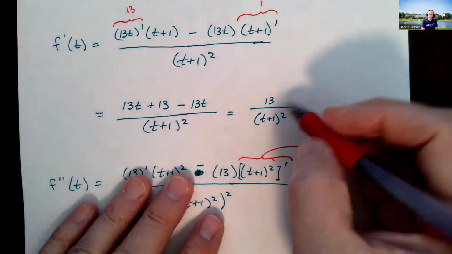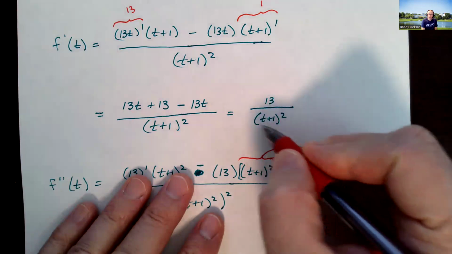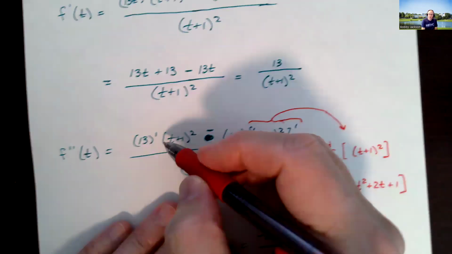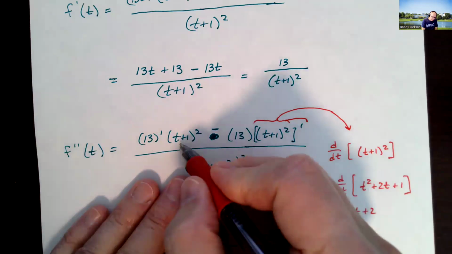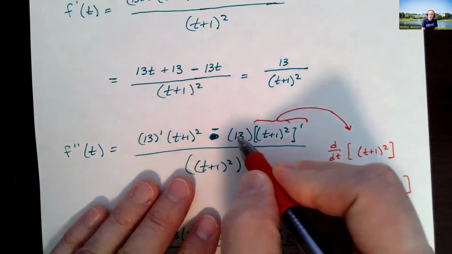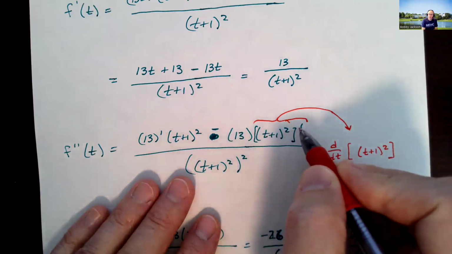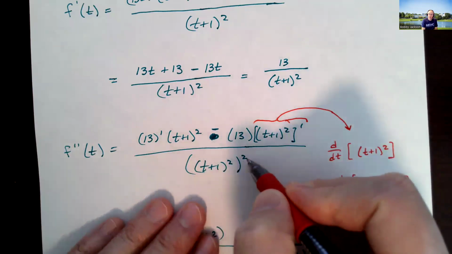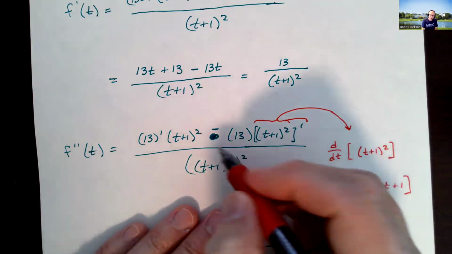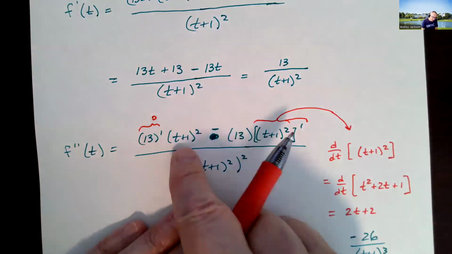Now we'll take the second derivative, quotient rule again. This time the top function is 13, and the bottom function is (t plus 1) quantity squared. So I take the derivative of 13 times the bottom function, minus, I did plus there, sorry, should be minus, 13 times the derivative of the bottom function, which is (t plus 1) quantity squared, all over the bottom function squared.